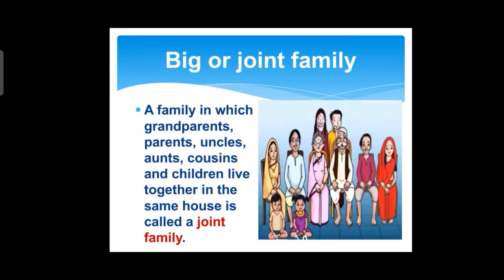Big or joint family. A family in which grandparents, parents, uncles, aunts, cousins, and children live together in the same house is called a joint family. The joint family system is the traditional family system. This family system has been prevalent in India since ancient times. In this family system, each member of the family shares the household chores, thus the work is divided and the burden of the work is lessened.